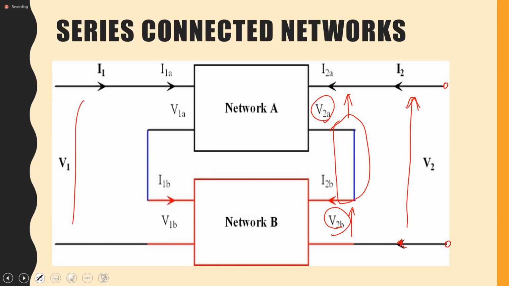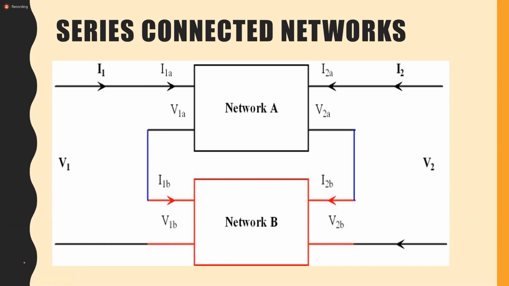Similarly, over here, that's V1. It would be equal to the potential difference there plus the potential difference there. So V1 would be equal to 1A plus 1B. Any questions? Is that clear?